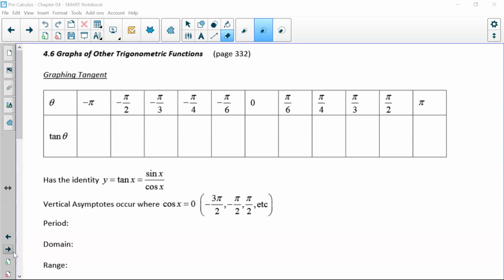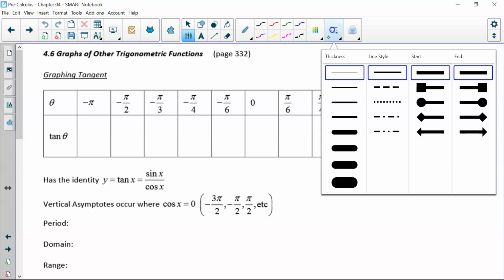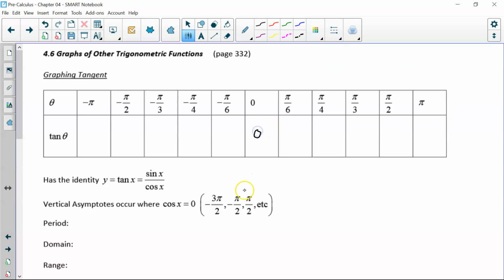So if we look at the unit circle for tangent, if we start at 0, the tangent is 0. If we look at pi over 6, our tangent is root 3 over 3. Pi over 4 is 1. Pi over 3, it is root 3. And then once we get to pi over 2, it's undefined. And then when we get to pi, it's back to 0.